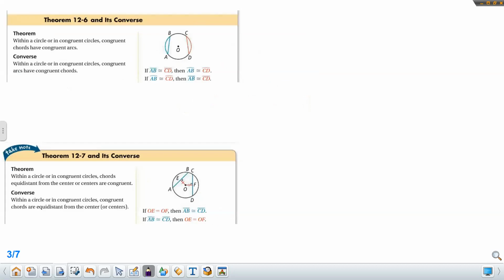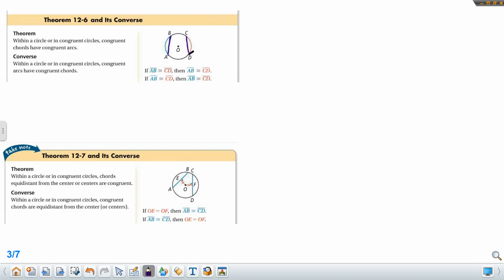Theorem 3: within a circle or in congruent circles, congruent chords have congruent arcs. So if chord AB equals chord DC, then arc AB is congruent to arc CD. So finally we can say if you have congruent central angles, then their chords are equal and their arcs are equal. And if you have two equal chords, then their central angles are equal and their arcs are equal.